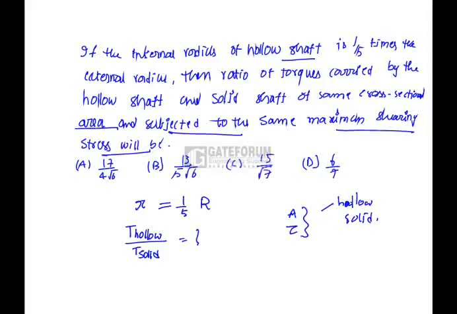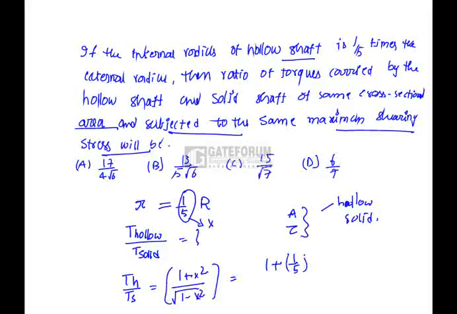So we know the condition. If we consider it as x, then we know the condition T hollow by T solid is equal to 1 plus x square by root of 1 minus x square. So 1 plus 1 by 5 square by root of 1 minus 1 by 5 square, that is equal to 13 by 5 root 6. So option B is correct.